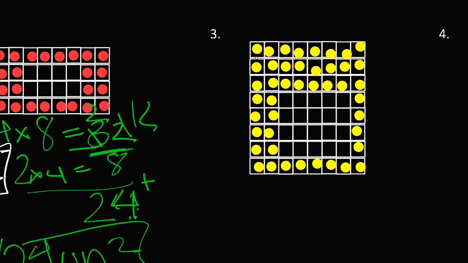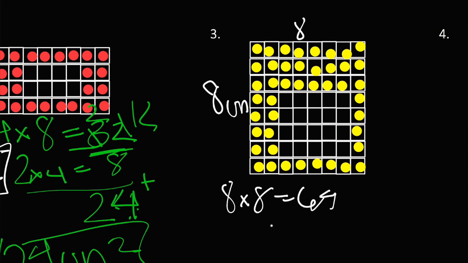So let's find the side lengths. 1, 2, 3, 4, 5, 6, 7, 8. That's going to be 8 units. And then 1, 2, 3, 4, 5, 6, 7, 8. It's also 8 by 8. So 8 times 8 is going to be 64.